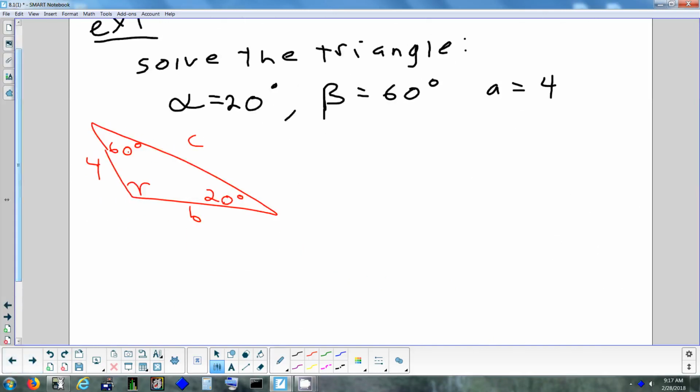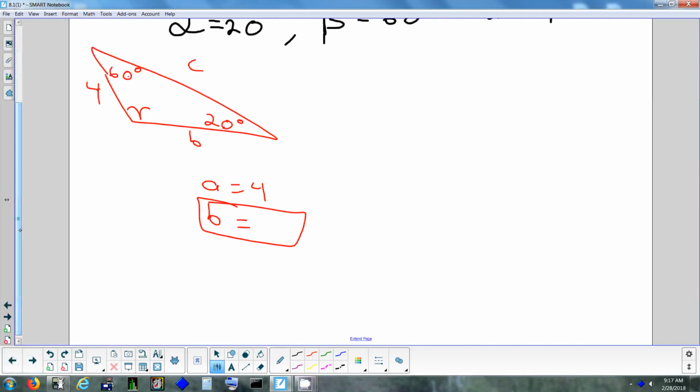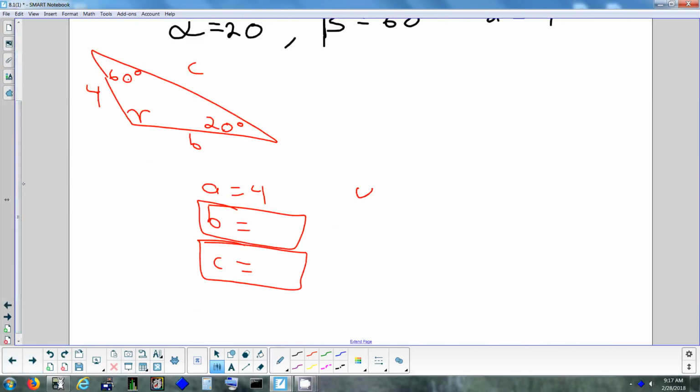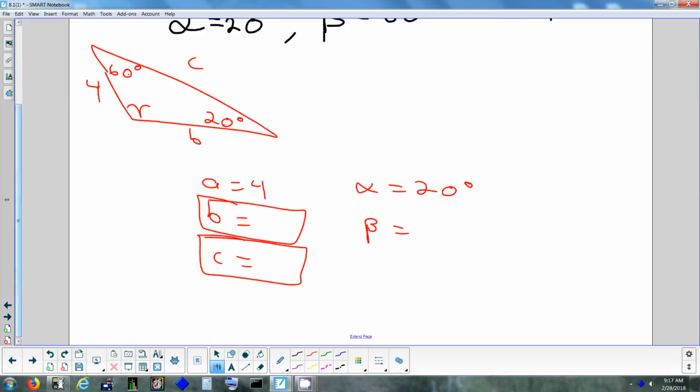Alright, so now that we know it's law of sines, we're going to take all that information and put it into a table just to kind of organize our thoughts. A is 4. B, we don't know. Put a box around it. C, I don't know. I'll put a box around that. Alpha is 20. Beta is 60. And gamma, we don't know.